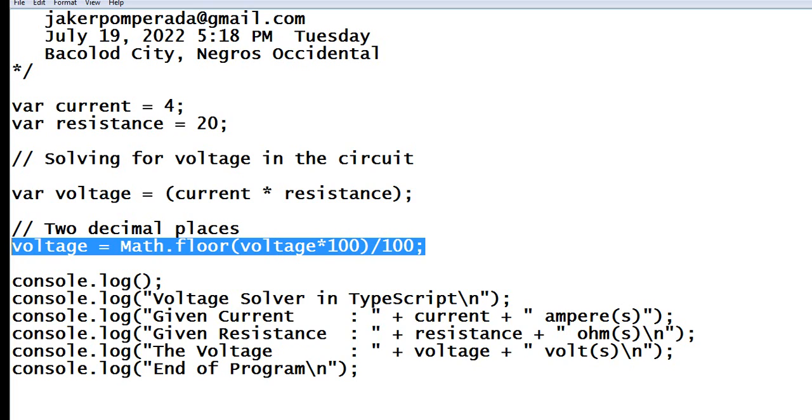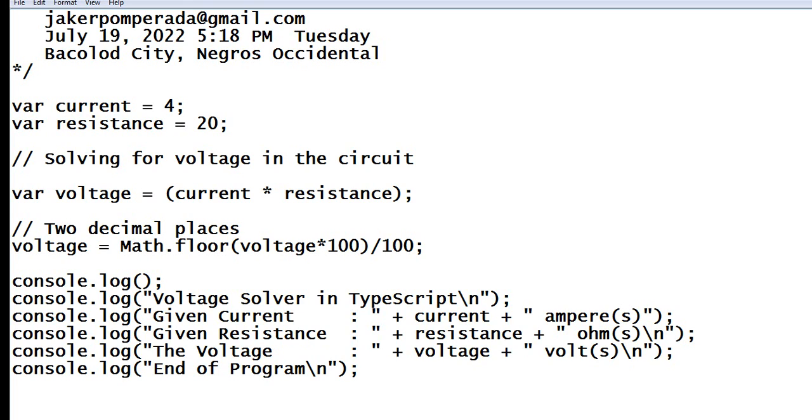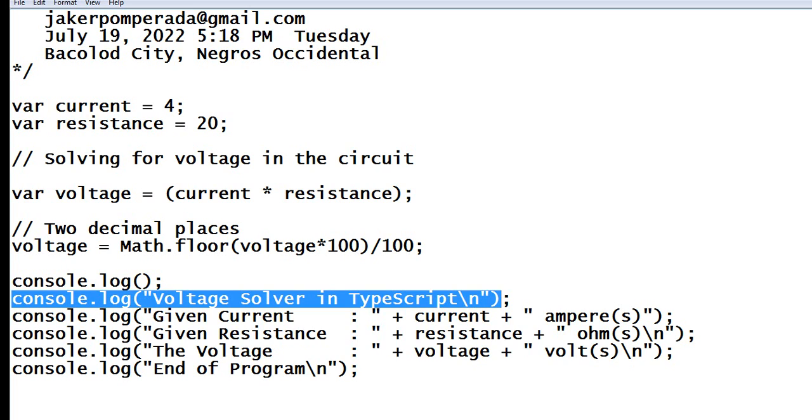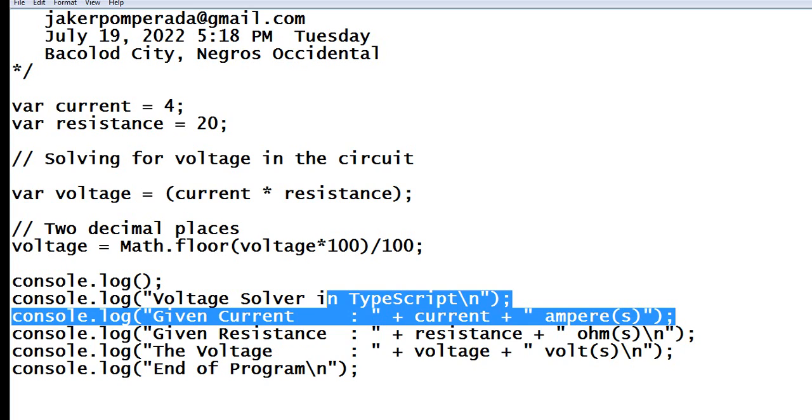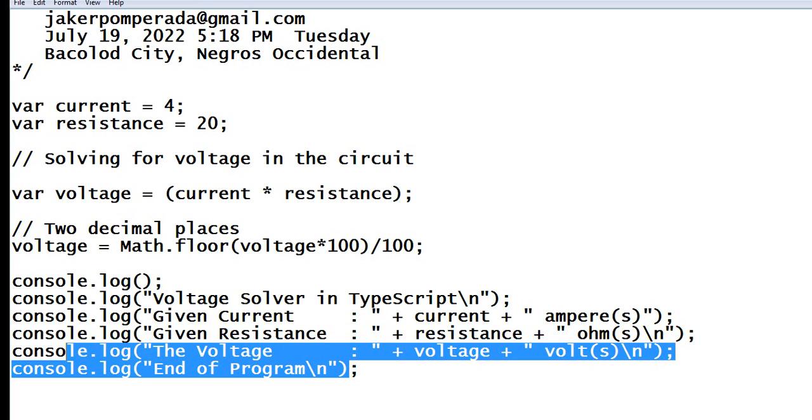And then in this line of code, we have here Math.floor(voltage * 100) / 100 for two decimal places. And then we have here the title, Voltage Solver in TypeScript, the given current, resistance, and then the voltage, and a message which informs the user that the program has ended.